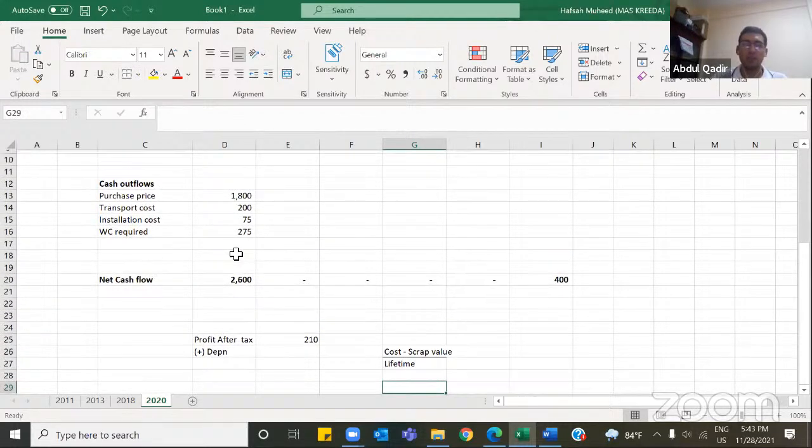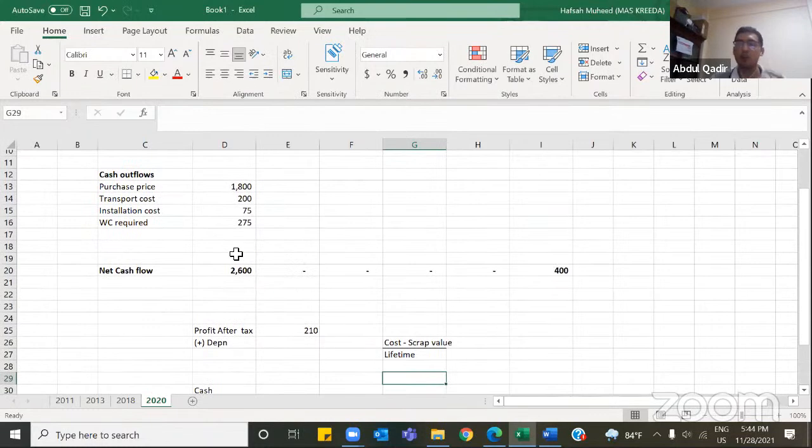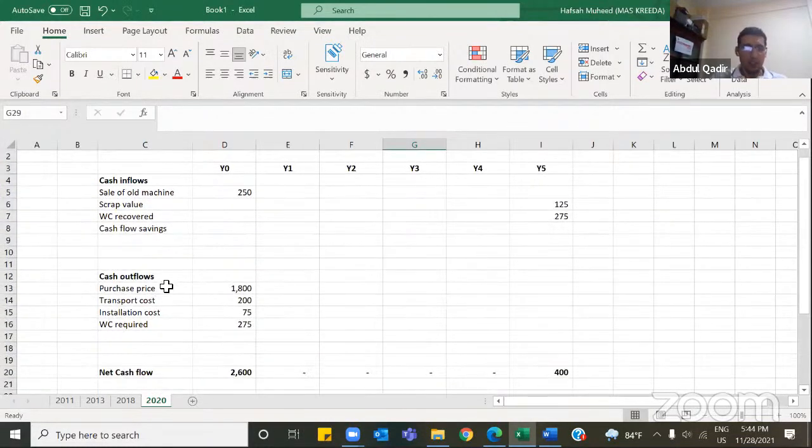What is my cost in this question? What is the cost of the machine? I have purchased 1,800. That is my cost. Transport 200 is included in my cost. Installation cost 75, yes, that is also part of my cost of the machine. Working capital required? Not really, that is not a cost for the machine. Sale of old machine? No, I don't include that as well. Why? Because that is just a cash flow in year 0, but it is not part of the cost of the machine. Sometimes students go wrong by deducting this.